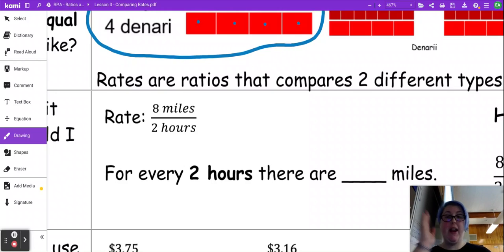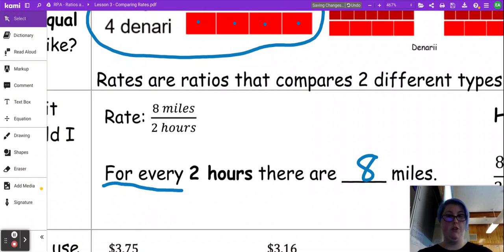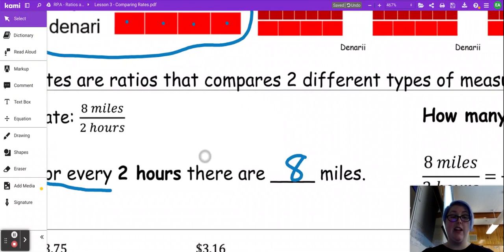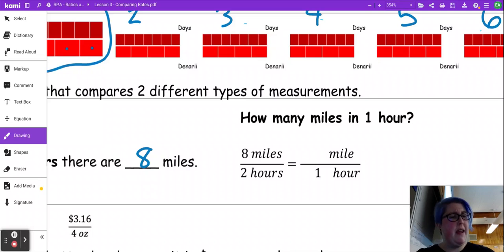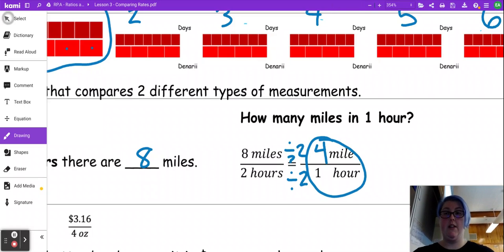Okay, a rate of biking 8 miles in 2 hours. We're just rewriting this. How many miles are in 1 hour? Well, if we make equivalent ratios, we can multiply and divide. So to get a smaller number, we're going to divide by 2. We got to do the same thing to our miles. So 8 divided by 2 is 4 miles in 1 hour.